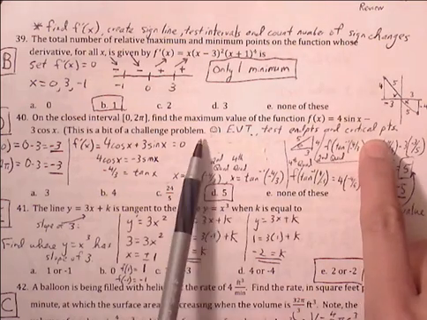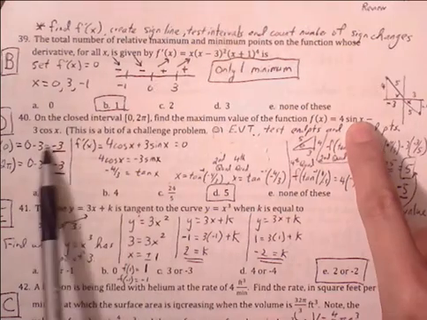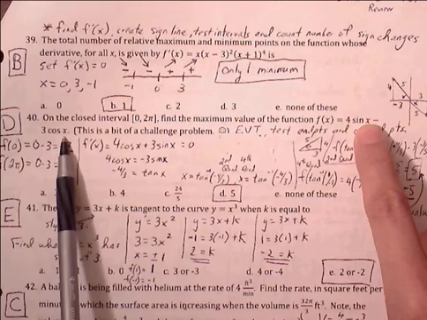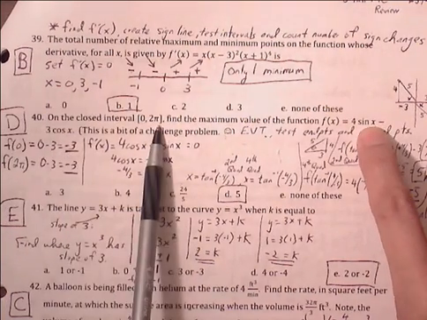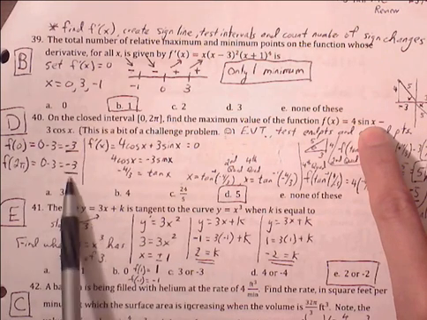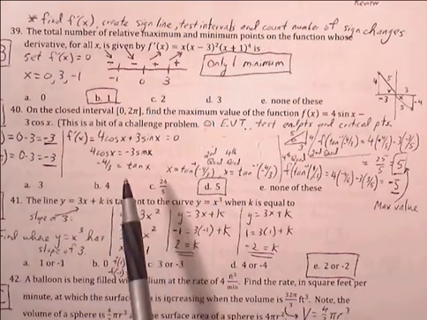Okay. So first off, the endpoints, 0 and 2 pi. We're going to plug 0 and 2 pi back into the original equation. So 4 sine of 0 minus 3 cosine of 0 is 0 minus 3, which is -3. If I plug in 2 pi, I also get 0 minus 3, which is also -3. Now we need to find critical values and plug those in.